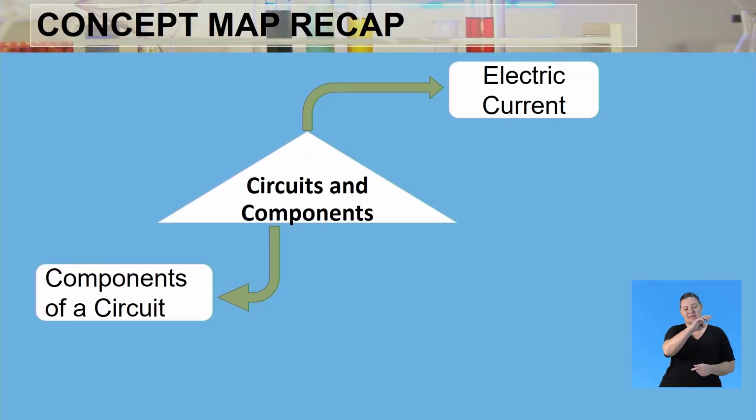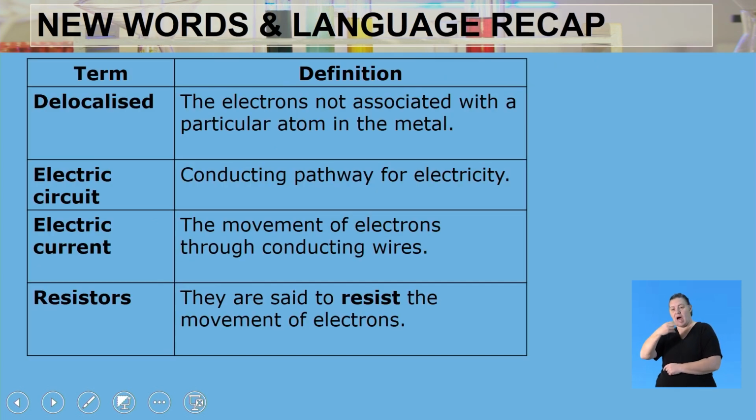So now we're just going to quickly wrap up our lesson and go through what we went through in this entire lesson. So remember, our main idea was the circuits and components, and within that we looked at electric current and then further looked at the components of a circuit, what we find in an electric circuit. So words that we used throughout the lesson were words such as delocalized, electric circuit, electric current, and resistors to better explain what we went through in the entire lesson.